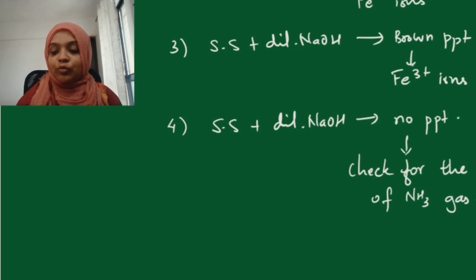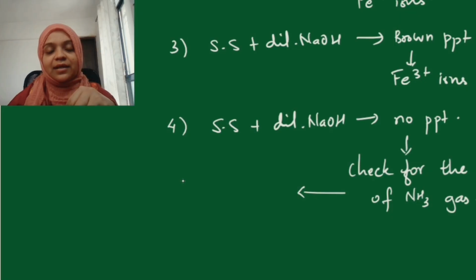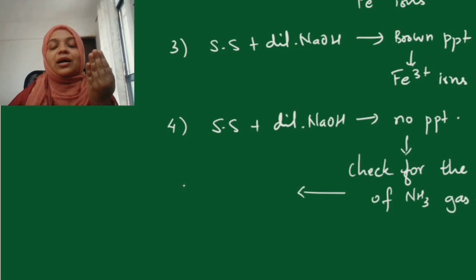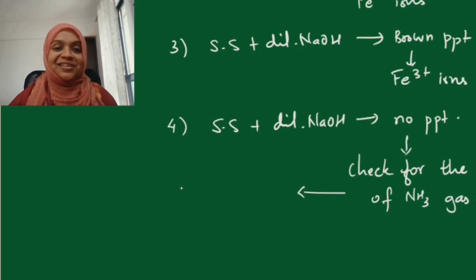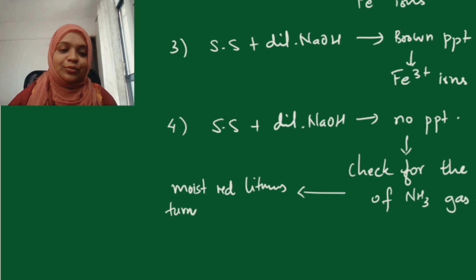So you check the smell of the ammonia gas and you just have to reconfirm your test with a moist red litmus paper. Dip moist red litmus paper in the test tube, or you can just hold the moist red litmus paper at the mouth of the test tube where the gas is coming out, and you will see that the moist red litmus paper turns blue. Moist red, or you can also say damp red litmus paper, turns blue.